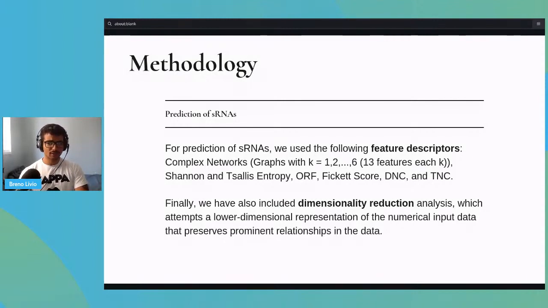The Optuna library was used to find the most adequate parameters for the classification models, which uses a Bayesian optimization algorithm. Thereby, 10,000 trials were performed with Optuna for each case, fixing the support vector machine's kernel as the radial basis function, and varying the regularization parameter and the kernel coefficient. Finally, we also included dimensionality reduction analysis.